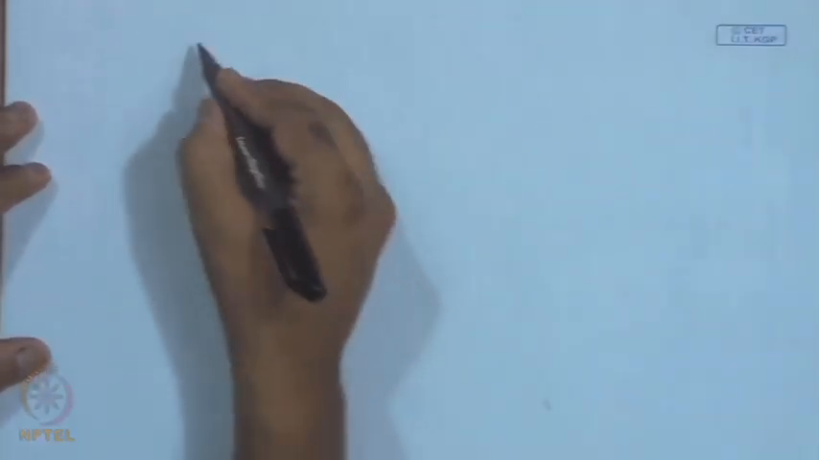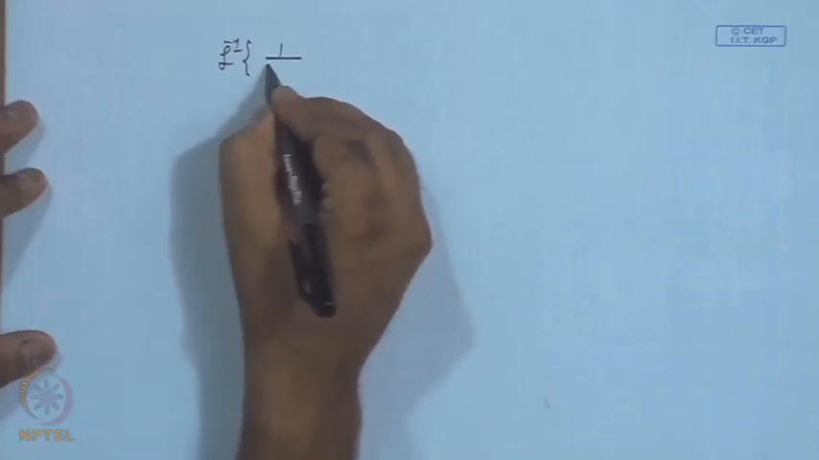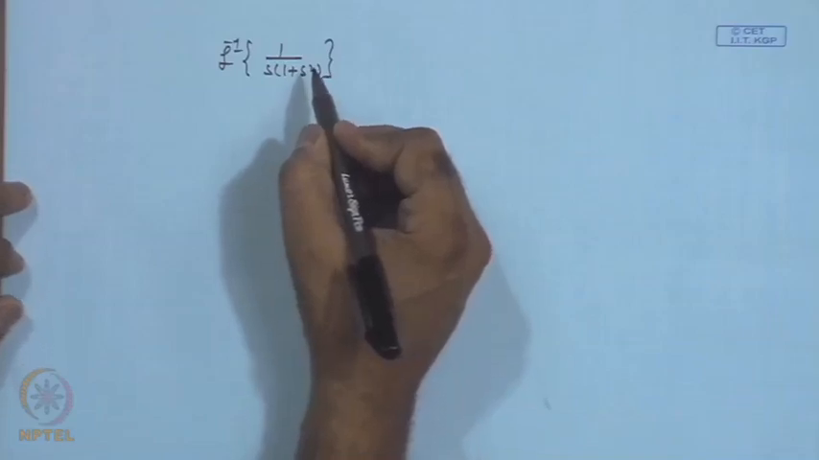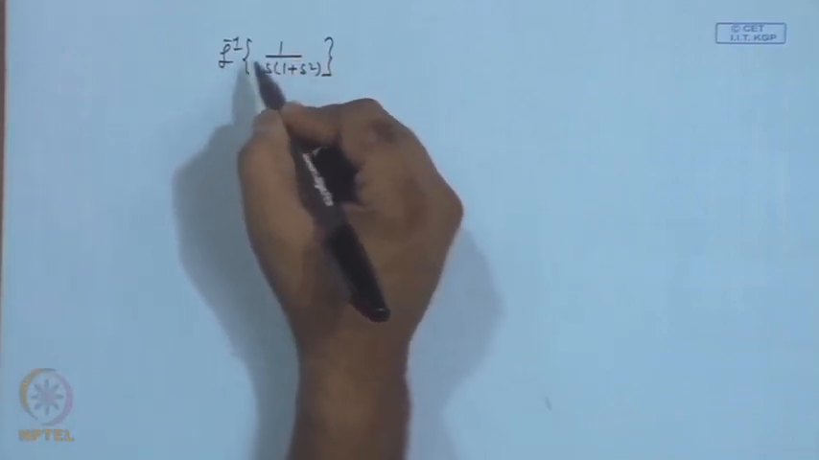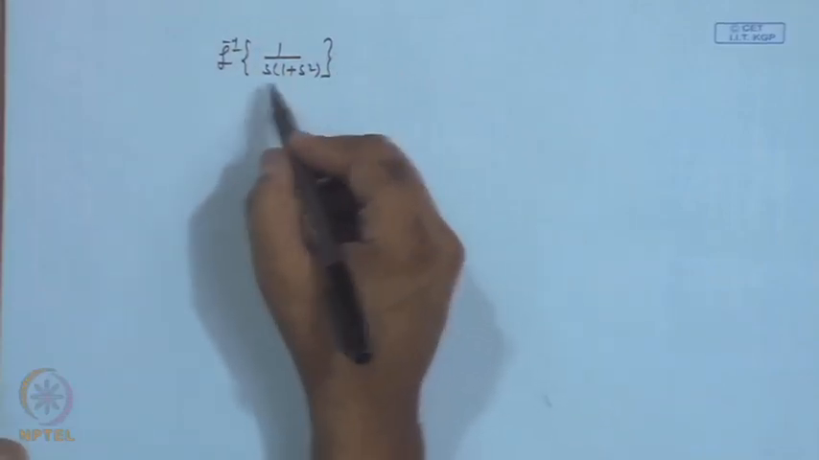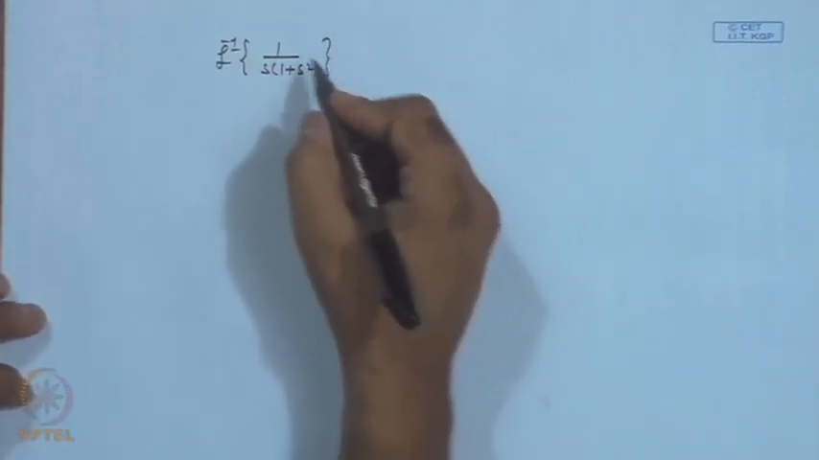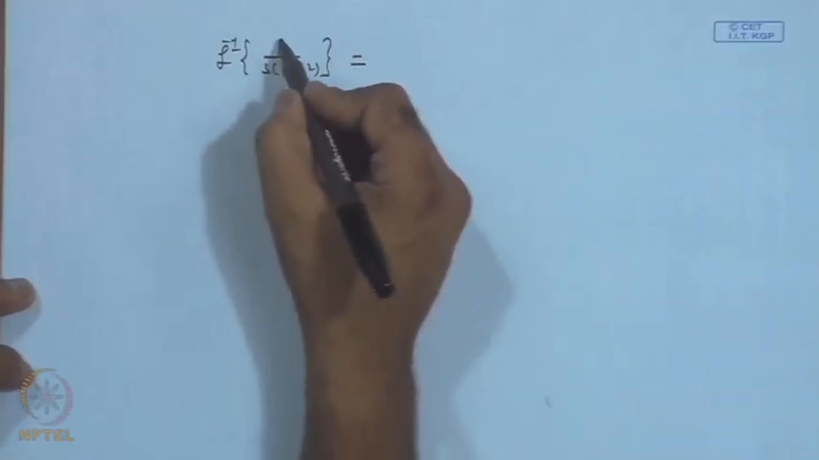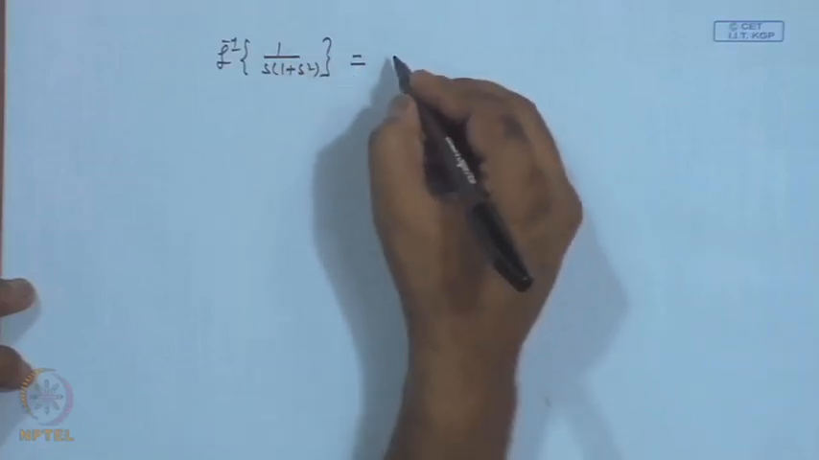Just one more point: we have evaluated here the Laplace inverse of 1 over s times (1 plus s square) by the partial fraction method, where we did the partial fraction and then used the Laplace inverse on each fraction. But we can also use the convolution theorem, which we discussed in the last lecture. So, this is the convolution of the Laplace inverse of 1 over s and the Laplace inverse of 1 over 1 plus s square.